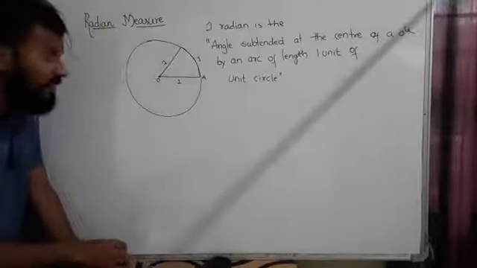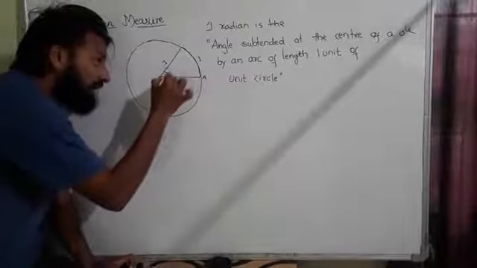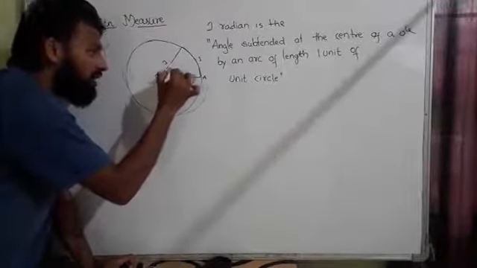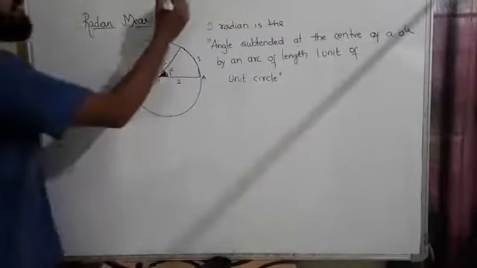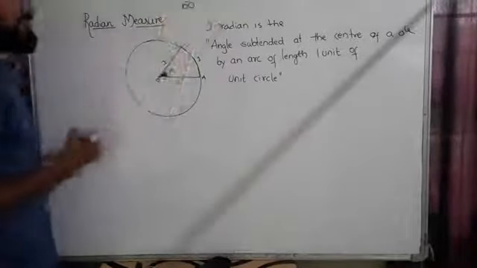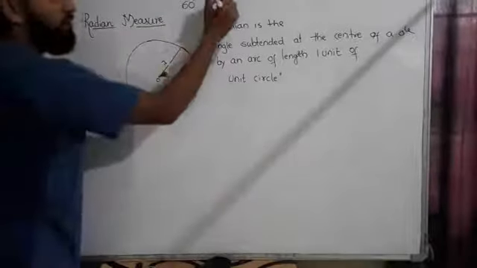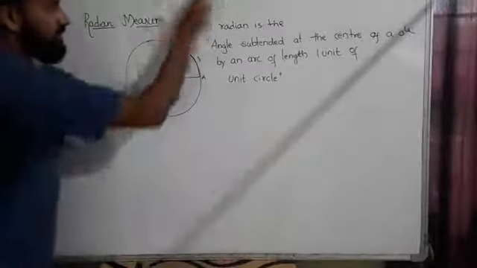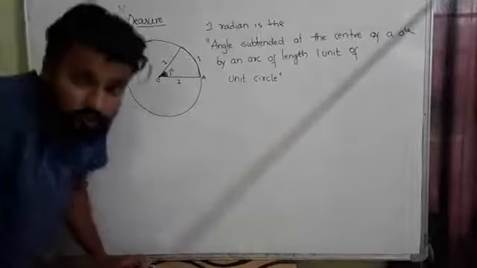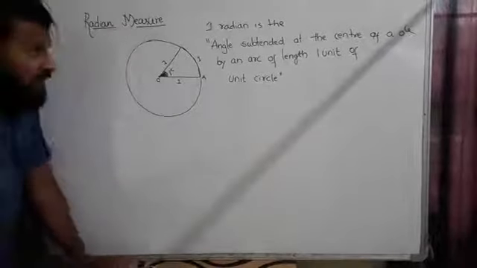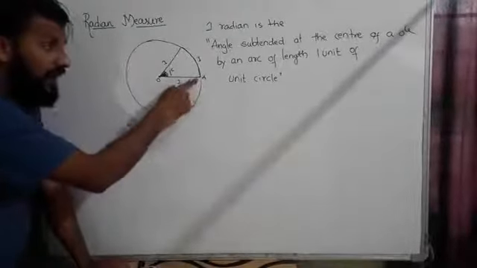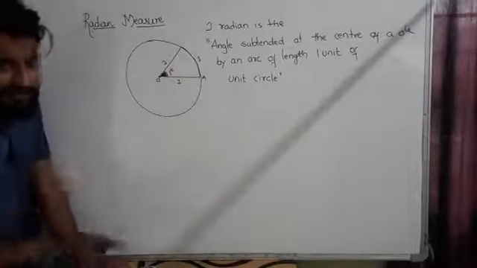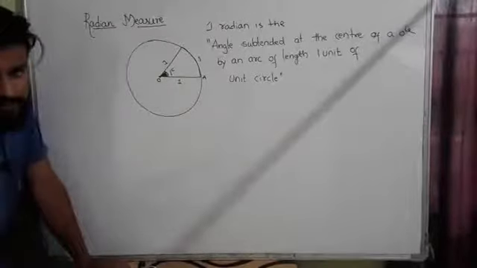In this case, the angle made or subtended at the center, we call this 1 radian. Generally degrees we denote like this, 60 degrees, isn't it? But radian we denote with a small c. So 1 radian is formed when we have a unit circle, meaning unit radius, having an arc of unit length. The angle subtended at the center is called 1 radian.